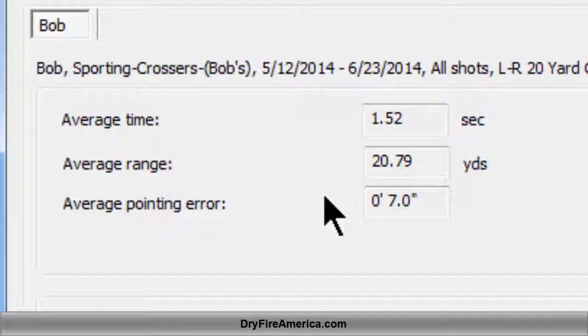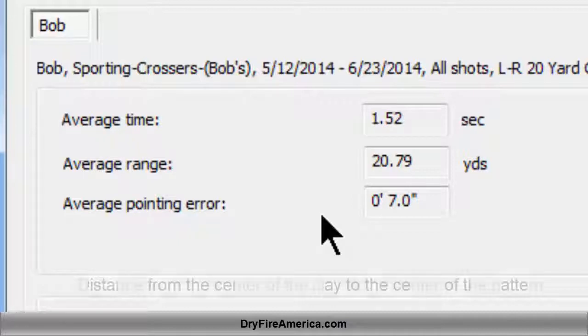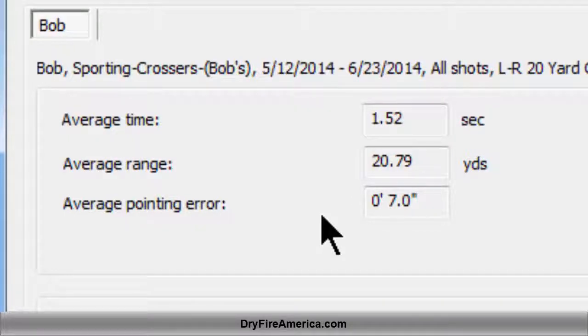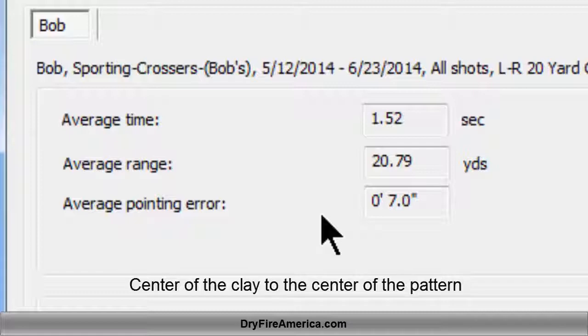Now the new thing. What is this average pointing error? The average pointing error is the distance from the center of the clay to the center of the pattern. So this has been computed by dry fire, and over the 85 targets that I shot, it said my average error factor was 7.0 inches, or 7.0 inches from the center of the clay to the center of the pattern.